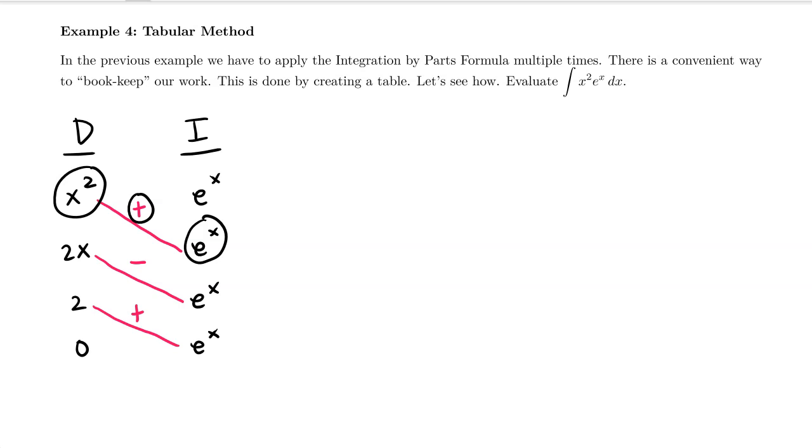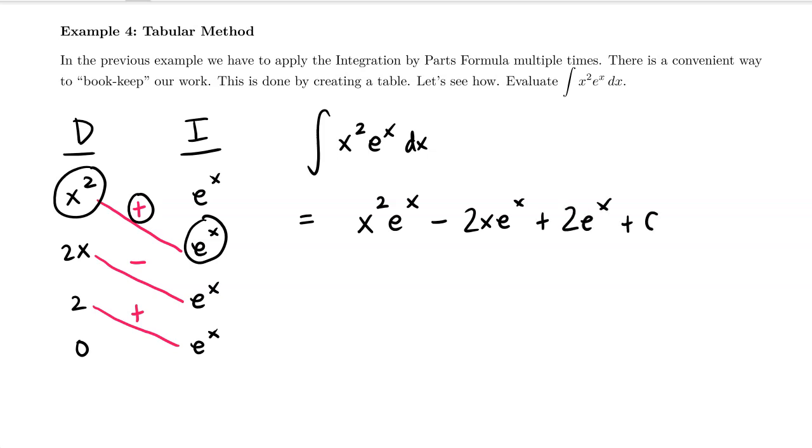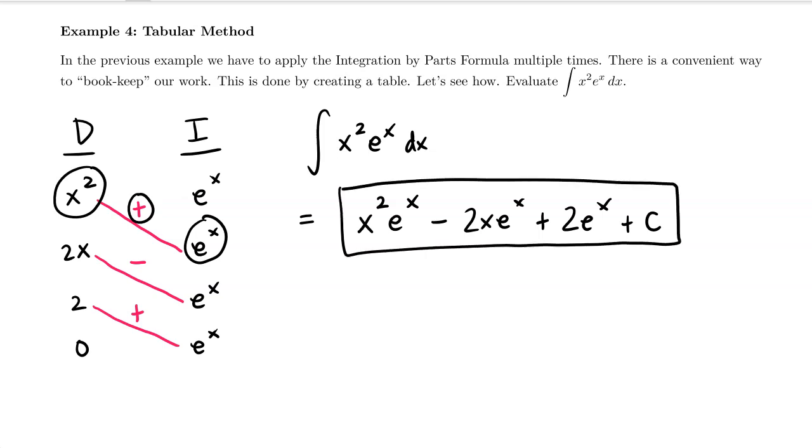So the tabular method tells us that this integral is equal to x squared times e to the x, and then minus, then we're going to multiply 2x times e to the x, and then plus 2 times e to the x, and then at the end we just put our constant of integration. So this is our final answer, and as you can see, this is a nice way to organize things, and it kind of gives us our answer in a quicker fashion.